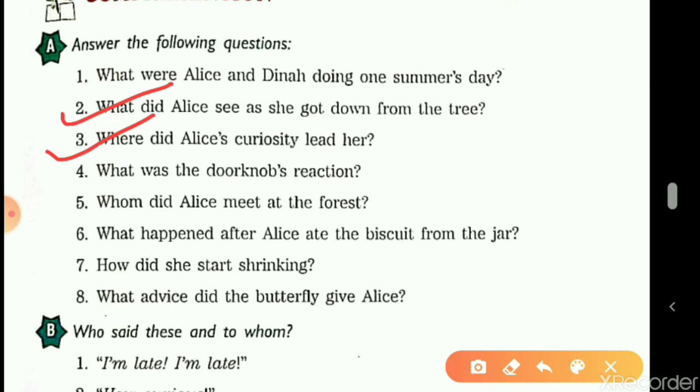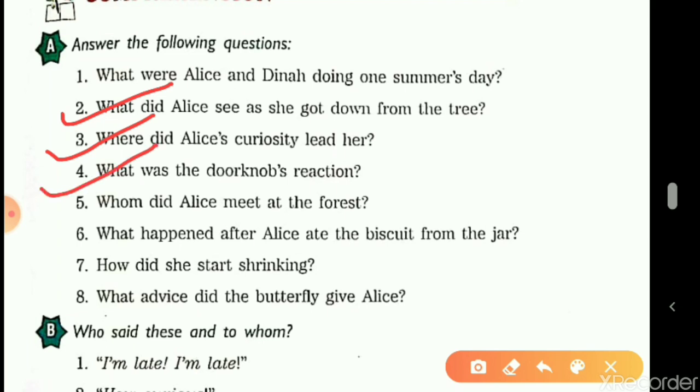Question number 3. Where did Alice's curiosity lead her? Answer 3. Alice's curiosity led her to a large hole at the foot of a tree. Then she squeezed into it and crawled after the white rabbit. She fell into a tunnel and reached a long corridor.